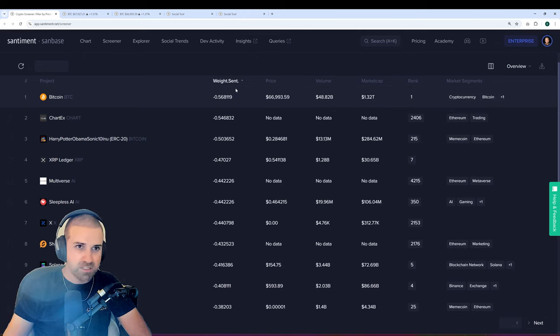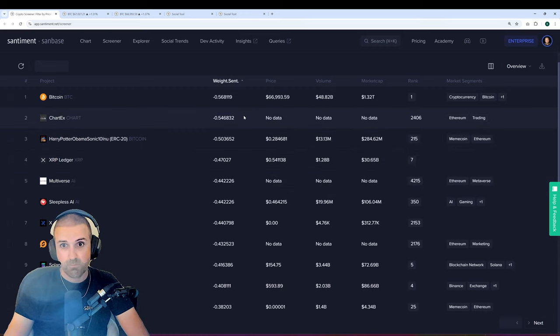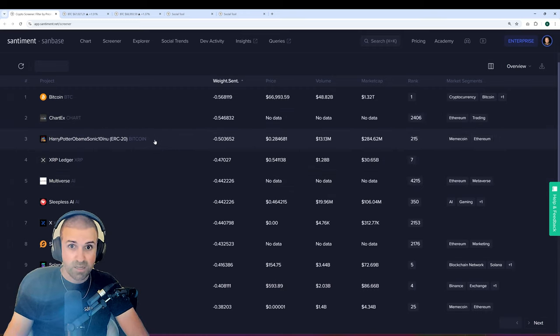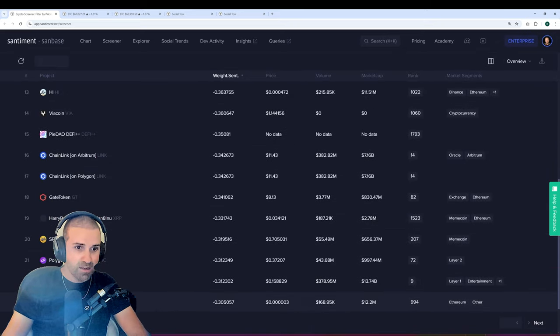But anyways, you can see plenty of familiar faces like Bitcoin, Solana, Binance Coin, Pepe, but also a lot that you probably aren't ever really paying attention to, like ChartX, Harry Potter Obama Sonic 10 Inu, one of the infamous meme coins out there that I'm sure a few of you are paying close attention to. Multiverse, Sleepless AI, X, Sharpe, and you can just go down and down. Obviously, you can go through every single page if you really wanted to. This is just page one of 139 by looking at 25 rows at a time. I could switch that to 50 rows or 10 rows as needed.